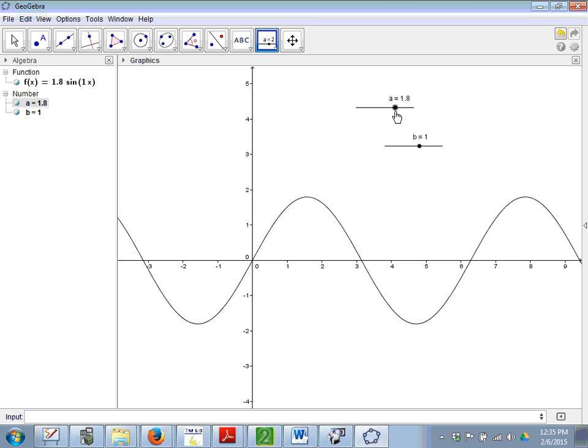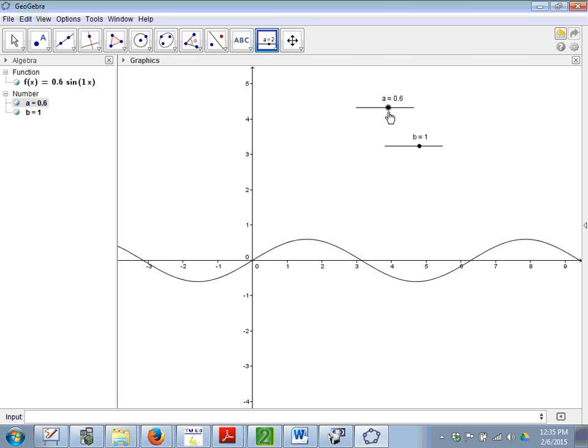Check it out. It's getting smaller and smaller and smaller. Amplitude is decreasing. Now it's 0. There is no function anymore. Because what's 0 times anything? Okay. It's actually just a horizontal line going on the x-axis.